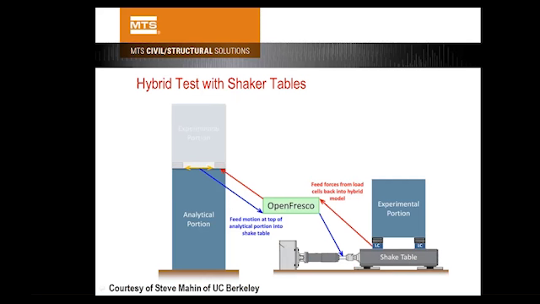For example, take this tall structure with mid-level isolation. The traditional way is to do the hybrid test on this whole structure, and then you have to shrink down the scale a lot. If you do the hybrid test and only test a part of the structure, with the rest in the analysis model, then the test is more efficient, and you can test at a larger scale.